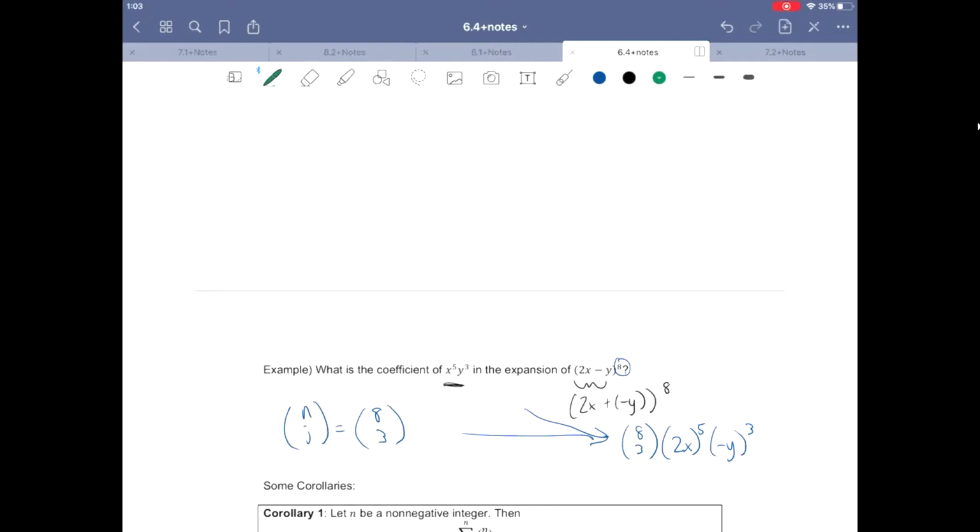All right, so what's 8 choose 3? Is that 56? I think it's 56. 56 from the 8 choose 3. And you get a 2 to the fifth, x to the fifth. All right, rules of exponents. And you get a negative 1 to the third and a y to the third.